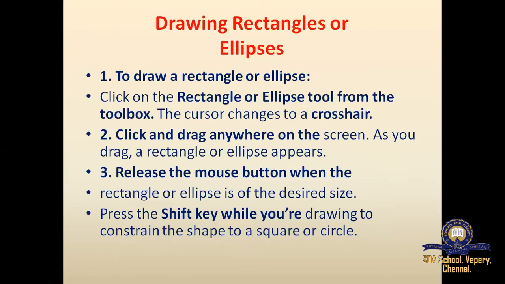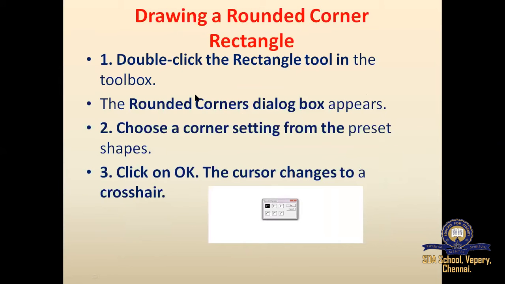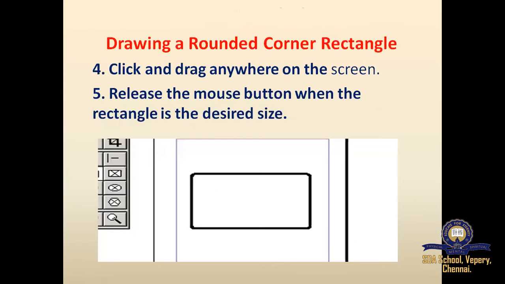Drawing a rectangle or ellipse. I just showed you how to draw a rectangle and how to convert rectangle corners to rounded corners. There are two ways to do it. Either you can double click the rectangle tool. From there, you can choose your rounded corner dialog box. Choose any one of the corner settings, then give OK. Or you can go to the element menu. From the element menu, you can choose your rounded corners. Right?